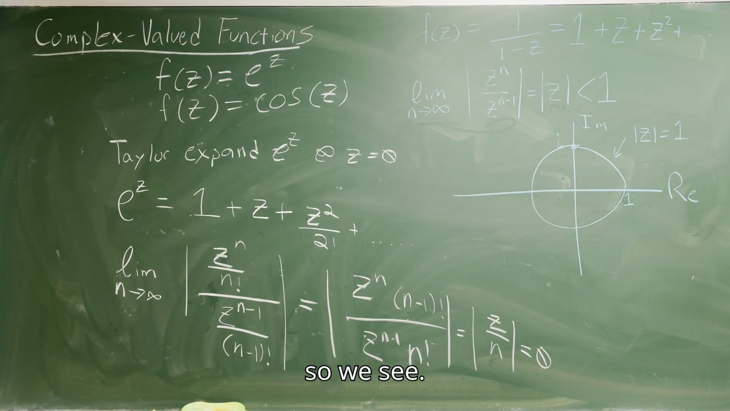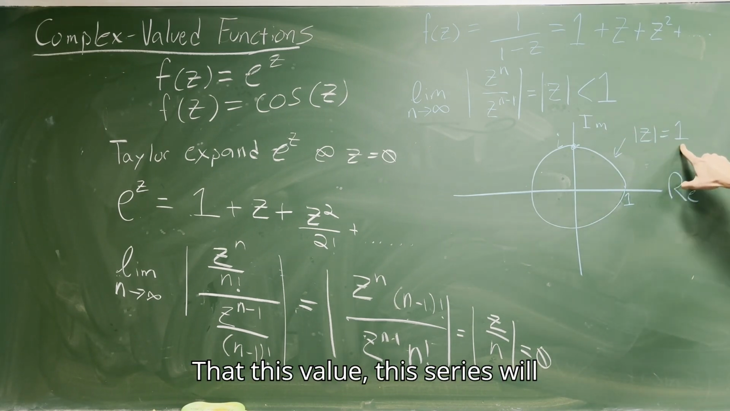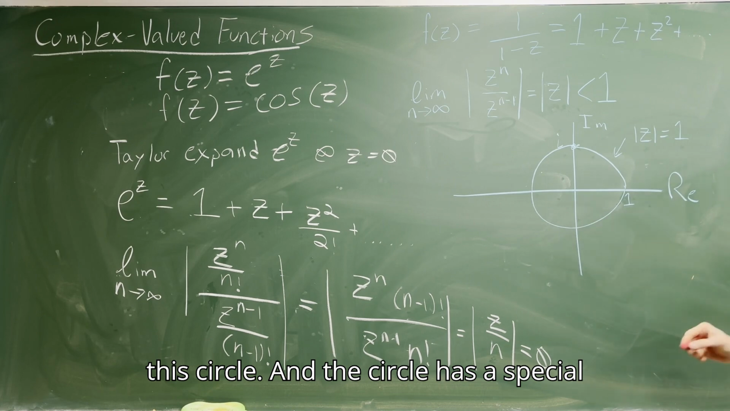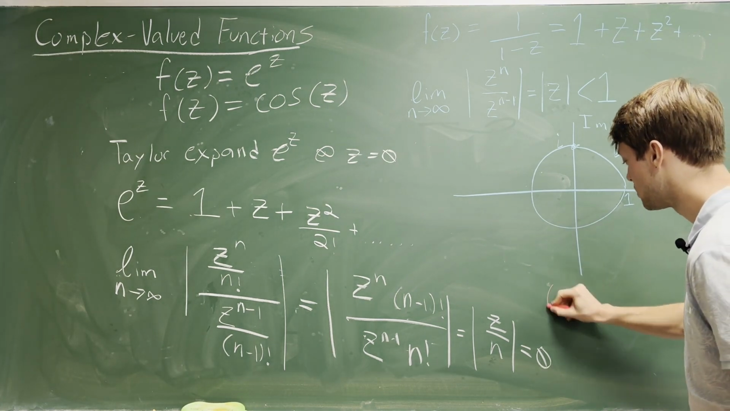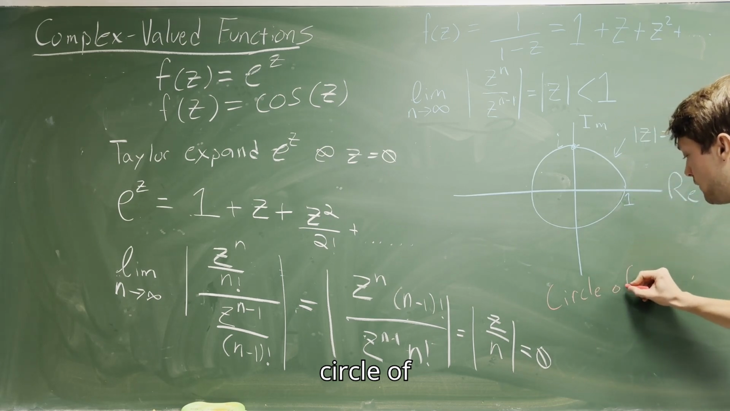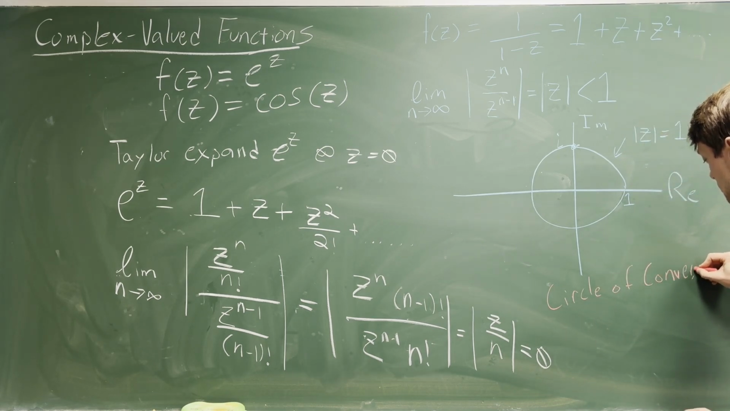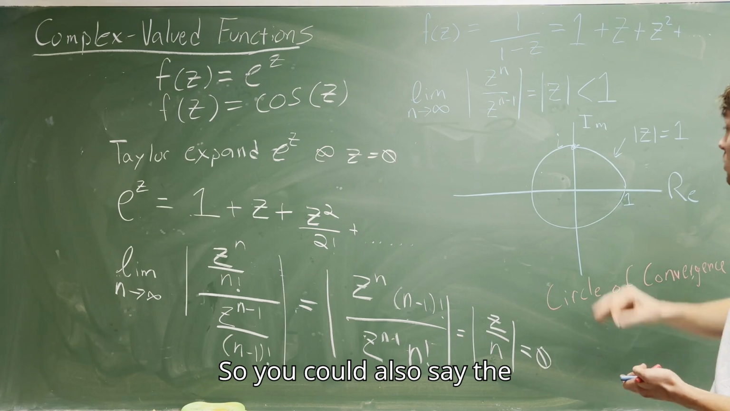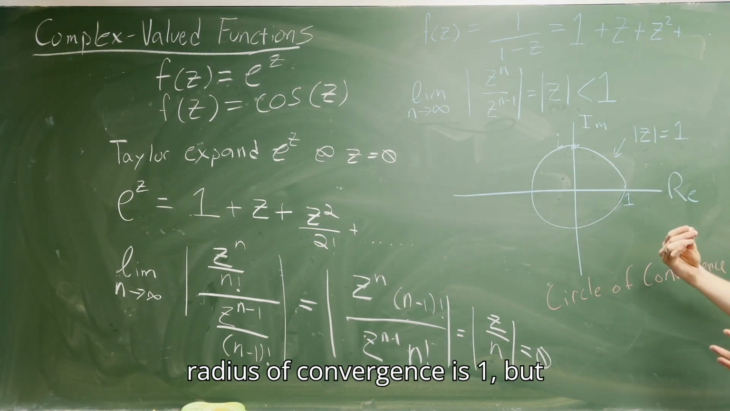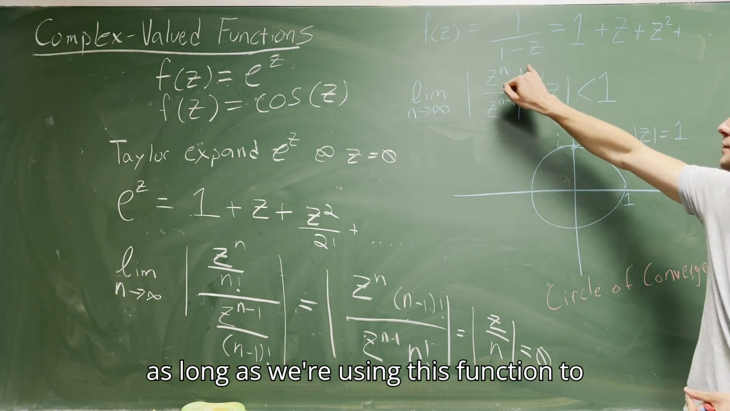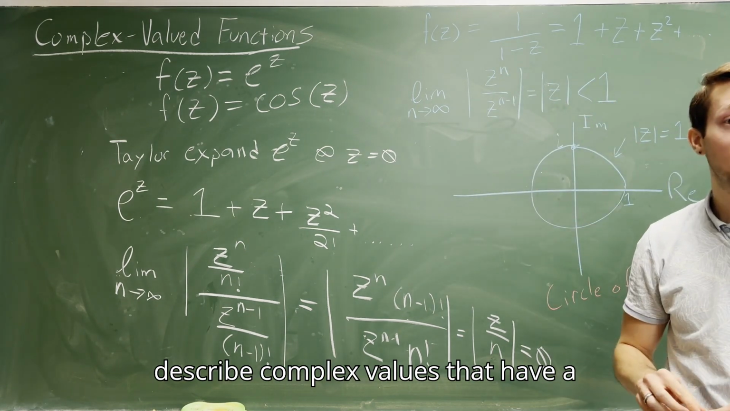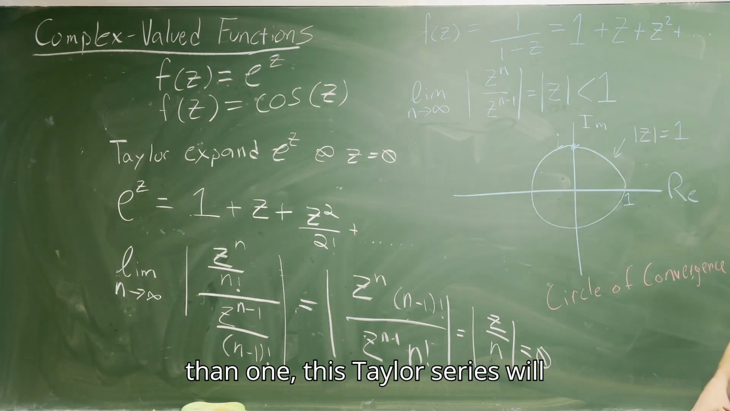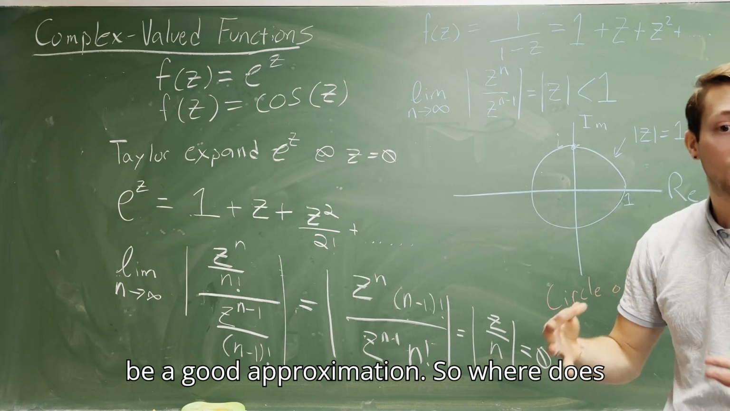And so we see that this series will be convergent as long as we are inside of this circle. And the circle has a special name. It is the circle of convergence. So, you could also say the radius of convergence is 1, but as long as we're using this function to describe complex values that have a norm, that have a length of less than 1, an absolute value of less than 1, this Taylor series will be a good approximation.